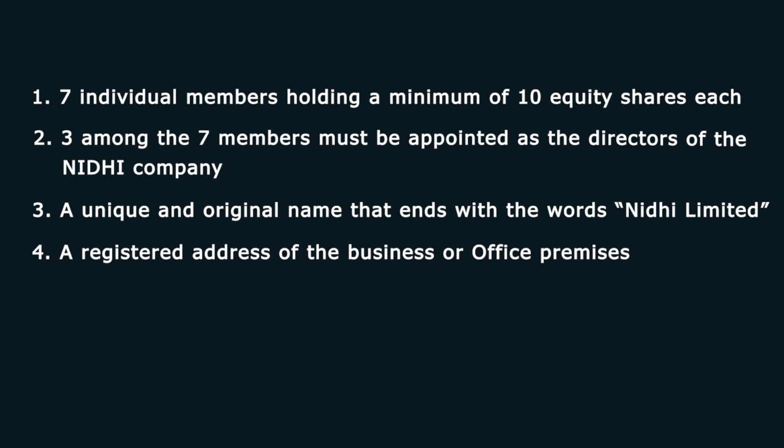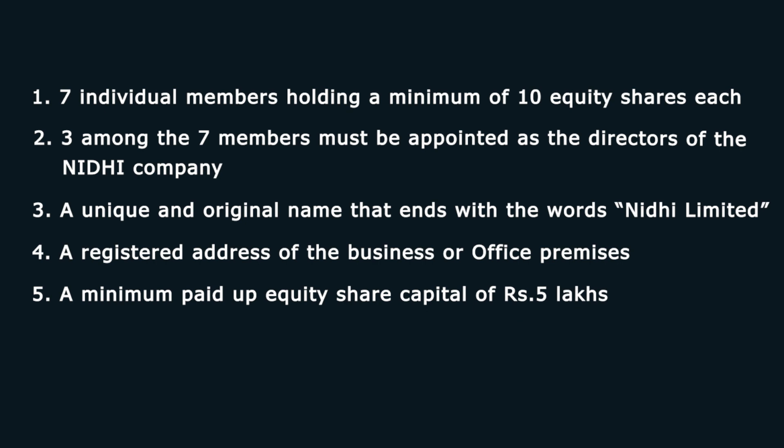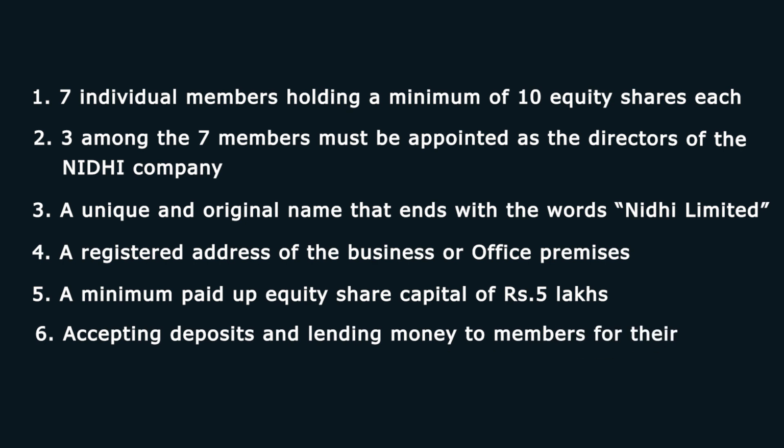Number 4. A registered address of the business or office premises where all the official correspondence of the company are sent to, and where the company is required to maintain all its registers, records and account books. Number 5. A minimum paid up equity share capital of rupees 5 lakhs, as a NIDHI company is not permitted to issue preference shares to its members. Number 6. Accepting deposits and lending money to members for their mutual objective as its sole objective.